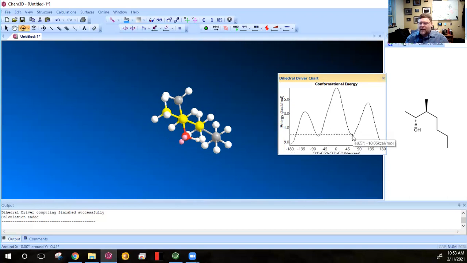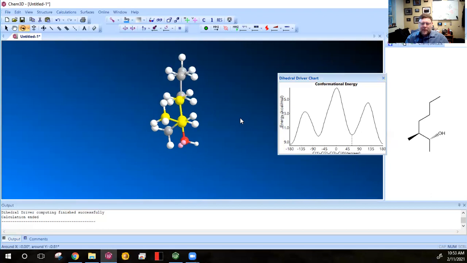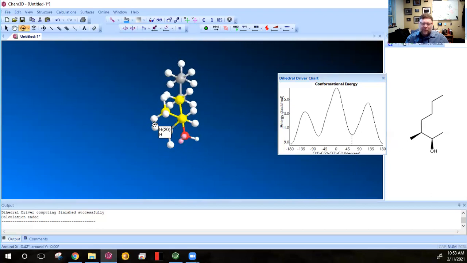The third staggered conformation is here. And again, we have 3 gauche interactions: OH methyl, methyl methyl, methyl gauche. Okay, so anyway, that's ChemDraw, Chem 3D, a little bit about Newman projections.